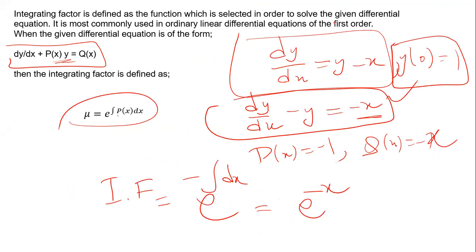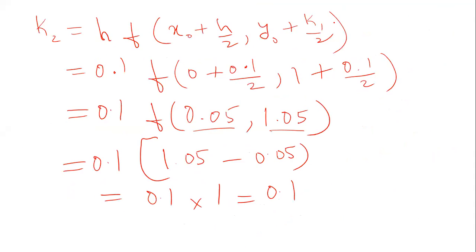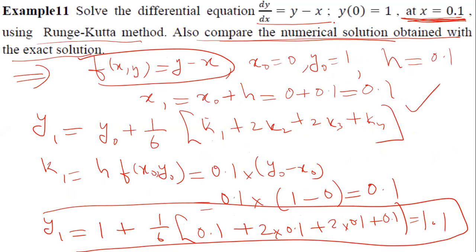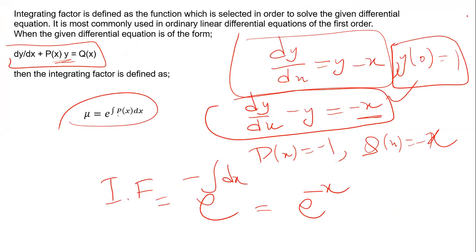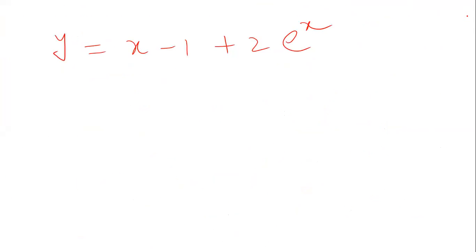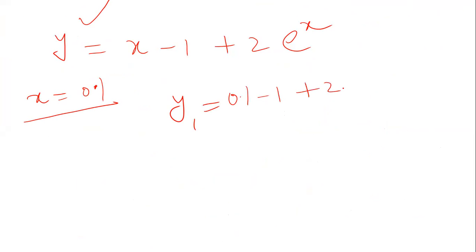Now, what was that? Yeah, we have to find it at x equal to 0.1. So at x equal to 0.1, once we obtain the solution like this, y1 will be 0.1 minus 1 plus 2 into e to the power 0.1.